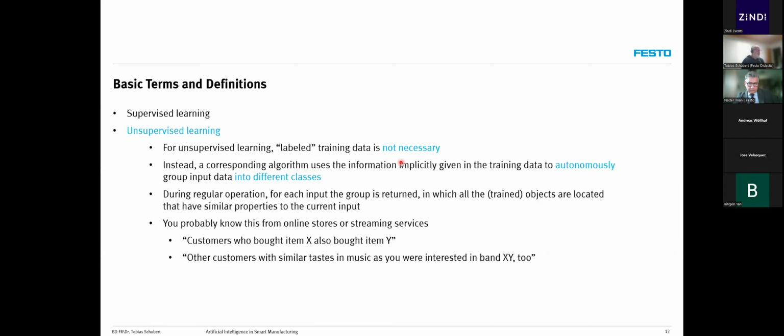Another part is unsupervised learning. There you typically have no labeled data. You just have data. What the system tries to do is sort the different data points or vectors into different buckets or bins, bins where the data points have some similarity. And during regular operation, for each input you have, you try to find that bucket or group where all the objects located in that bin have similar properties. I guess you know that from online stores or streaming services. So customers who bought item X are also interested in item Y, or customers who love a particular Netflix movie might also love another particular Netflix movie. That's all unsupervised.